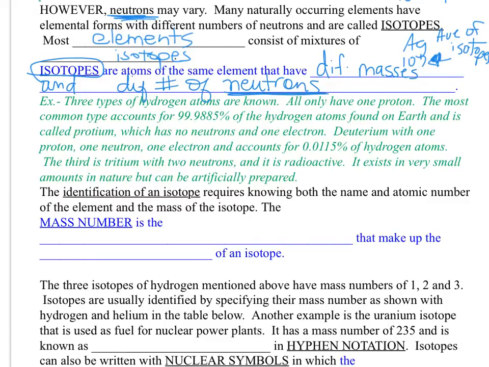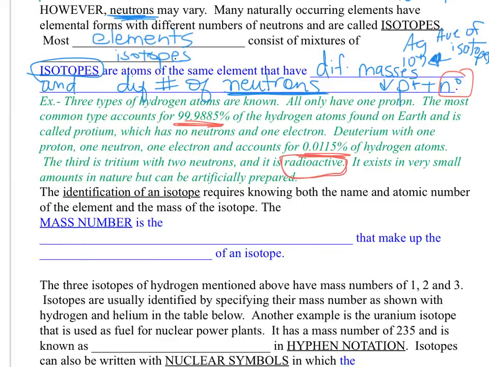And when they are different, the mass of course changes because mass equals protons plus neutrons. So different neutrons is obviously going to mess with your mass. Take just a moment and read the example here about the 3 types of hydrogen. You notice that there is one that's way more abundant in nature. You've got one that's not very abundant at all, and then one that's actually radioactive.